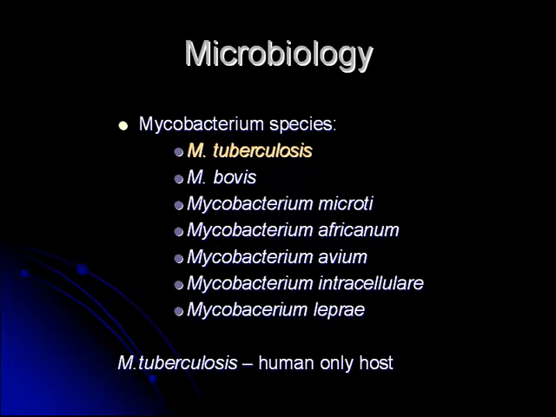Mycobacterium tuberculosis is the culprit. It is one of a family of Mycobacterium bacteria, including Mycobacterium bovis, which we're familiar with because we use an attenuated strain of this called BCG to treat bladder cancer. There's a number of other mycobacteria, including avium and intracellulare, which are common pathogens in the immunocompromised population, such as HIV and transplant patients, and then Mycobacterium leprae, the cause of leprosy.